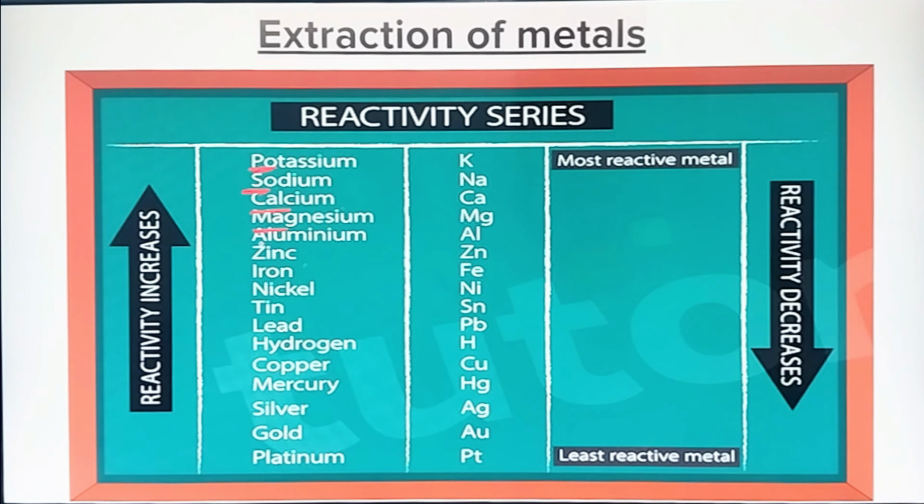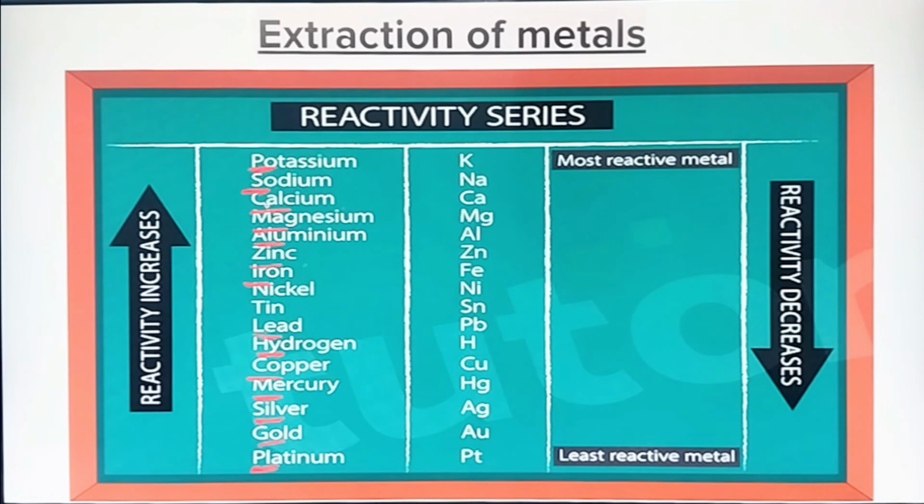Monkey stands for magnesium. And stands for aluminium. Zebra stands for zinc. Into stands for iron. Lovely stands for lead. Hot stands for hydrogen. Countries is copper. You can add mercury if you want, but actually it's not required. Okay, silver and then gold and then comes platinum.